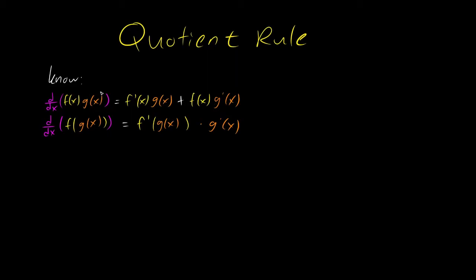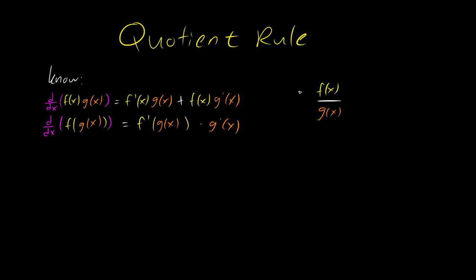Anyway, so the product rule is when you differentiate f of x times g of x, you get f prime of x times g of x plus f of x times g prime of x. And the chain rule is if you differentiate f of g of x, you get f prime of g of x times g prime of x. So let's start with the derivation.